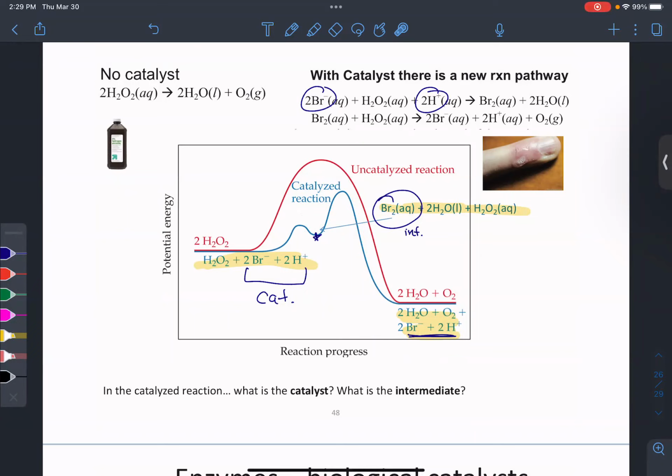And so we identified our catalysts in this reaction as both bromide and H+. So HBr, acid, essentially, is our catalyst because it's consumed in the first step and then it's produced in the last step. All right, and then I think we identified an intermediate as well, which would be Br2, because it's produced in the first step and then also consumed in the second step. So it only kind of exists in the middle there. Neither the catalyst nor the intermediate shows up in your balanced chemical reaction.